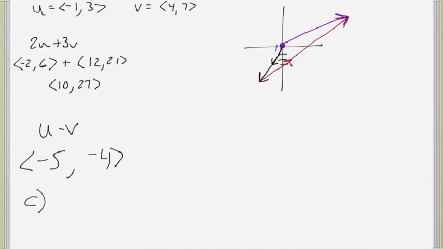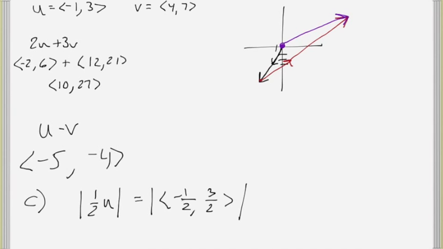Part C of this question wants us to find the absolute value of 1/2 u. Okay, so first, 1/2 u. So I take the u vector and multiply it by 1/2. -1/2. Yes, I was thinking ahead to the next number.